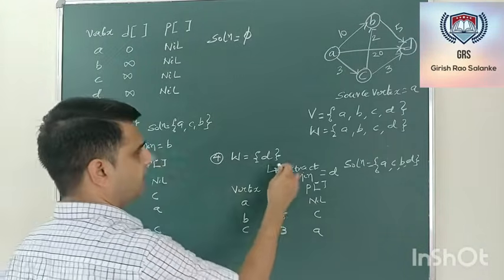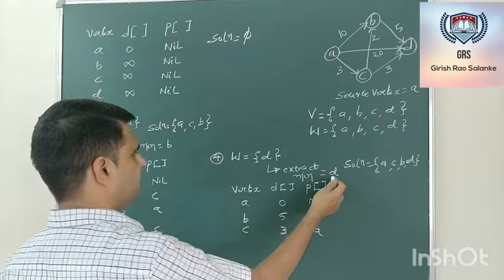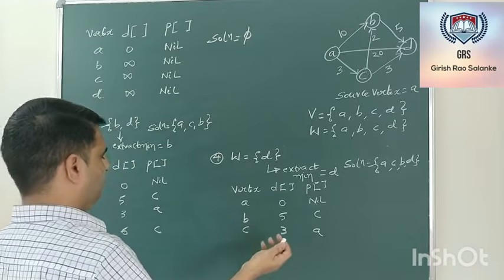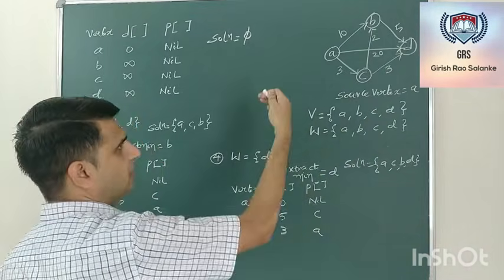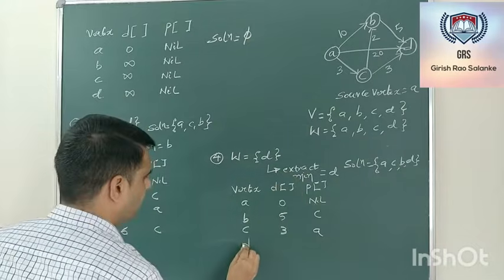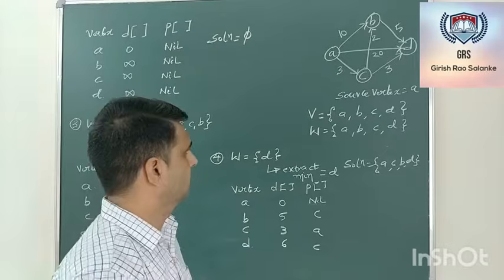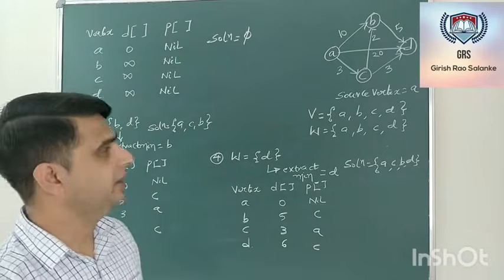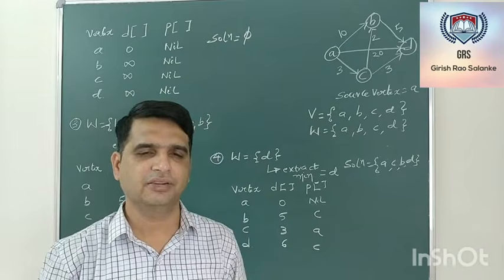Now in this I have extracted D. I need to do a relaxation with respect to D to the other vertices. From D there are no outgoing edges at all. So D will be 6, C as it is. Hope this is clear. This is how we find the shortest path using Dijkstra's algorithm.